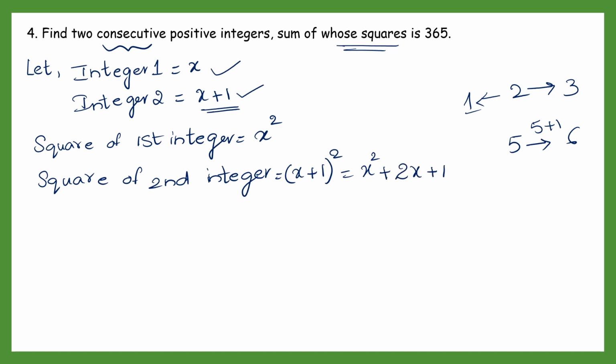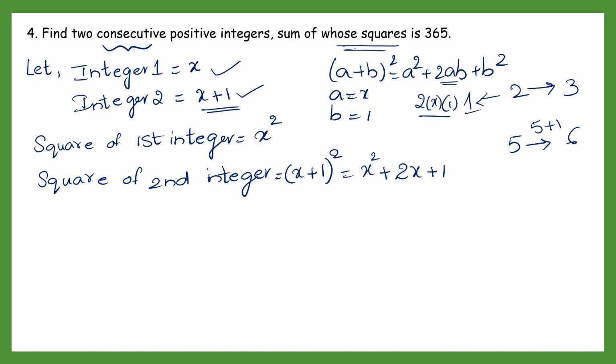How did we get this? A plus b whole square is equal to a square plus 2ab plus b square. Here a is x, b is 1. So you get a square means x square plus 2 into x into 1, 2ab. X into 1 is nothing but x. So 2 into x is the second term. B square means 1 square. So you get 1. So after finding the squares, we found the squares.